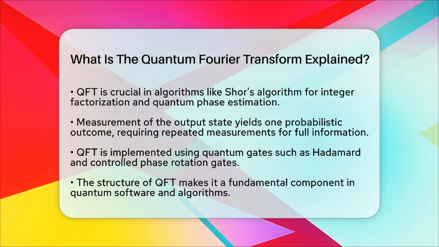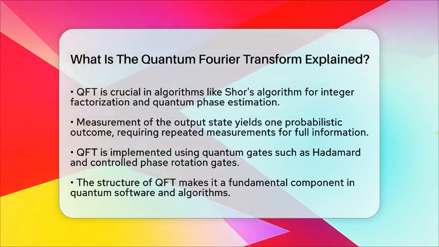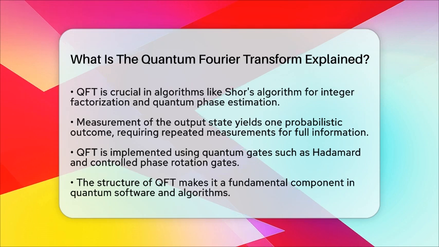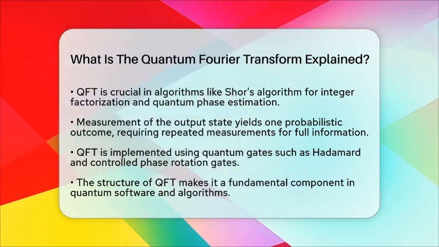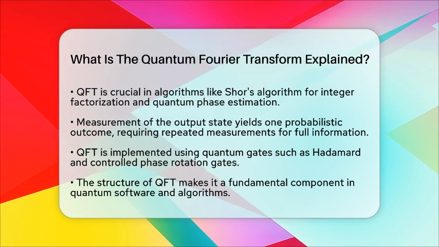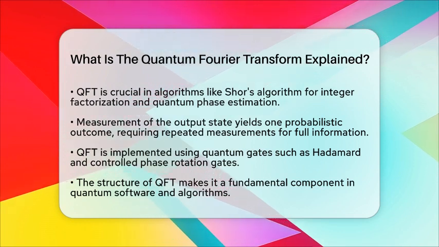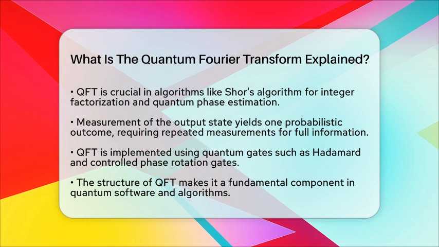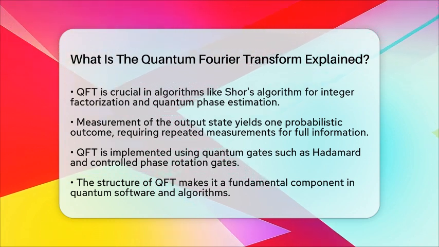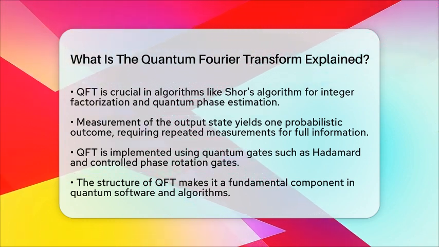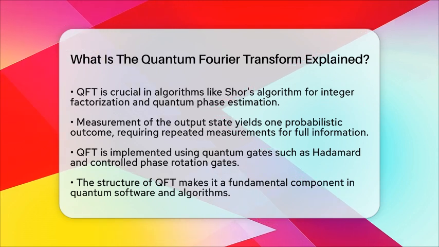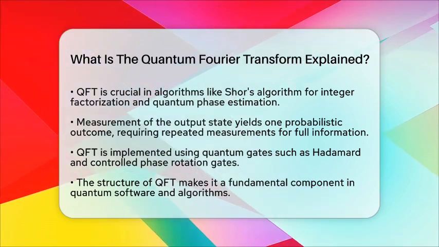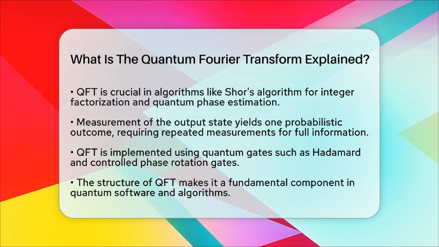In practice, the quantum Fourier transform is implemented using a series of quantum gates. These include Hadamard gates and controlled phase rotation gates. They are arranged in a specific way to produce the desired transformation on the qubit register. This structure makes the quantum Fourier transform a fundamental building block for quantum software and algorithms that deal with problems involving periodicity, frequency analysis, and eigenvalue estimation.